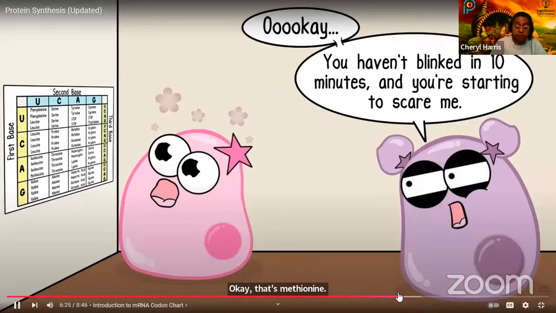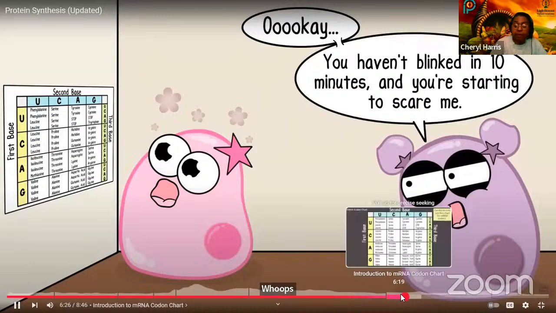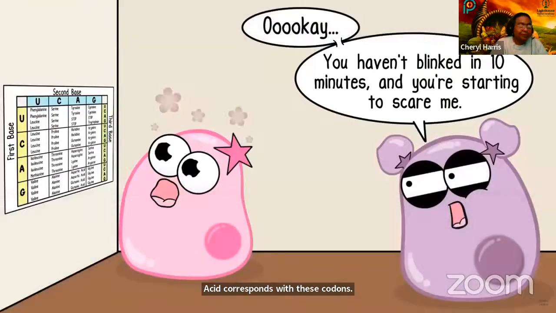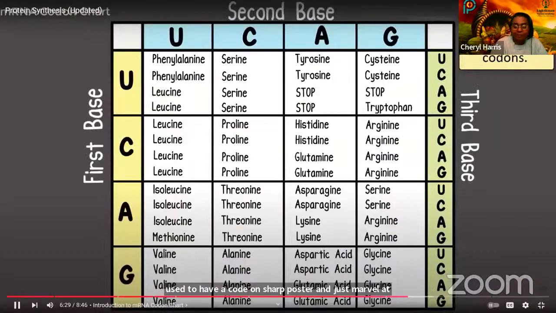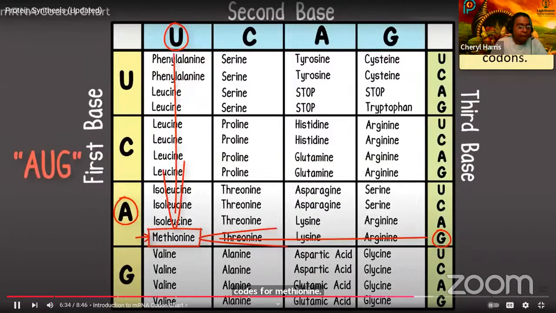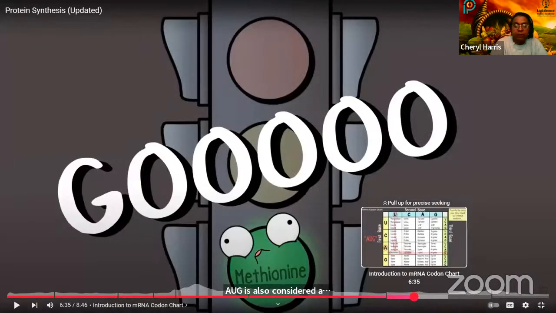I used to have a codon chart poster and just marvel at that. You could see on a codon chart that the AUG codon on the mRNA codes for methionine.